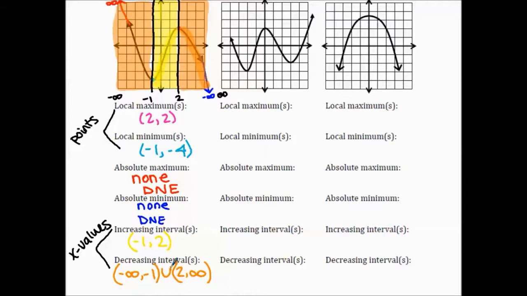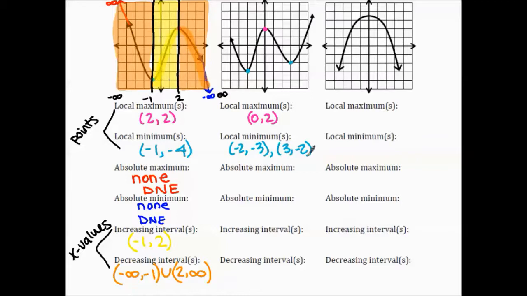Let's look at the next one. Our local maximum is this high point here, which is the point 0, 2. Our local minimum, there are actually two of them. There's -2, -3, and 3, -2. Now you'll notice that I put a comma between these, not a union symbol, because it is 2 points. It is not 2 intervals. The union is only used in interval notation.